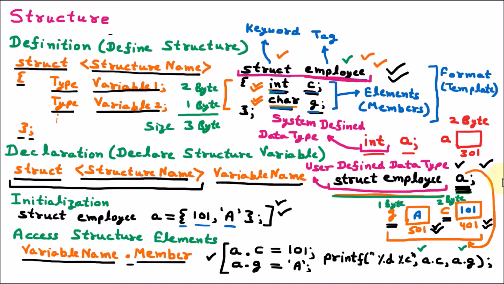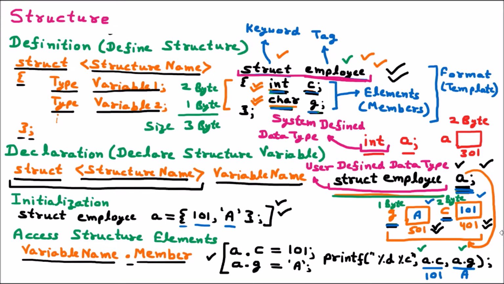So by using printf, we are printing on the screen. First we are saying A dot C. Here A is the variable of the structure, and corresponding to A, we are having the memory block, which is C, and C is of integer. So the value is 101, and the output of this one will be 101. Then afterward is A dot G. A is the structure variable, which is having the corresponding memory, that is G. G is a character. So here that A will be the output. This is how we can access the structure elements.